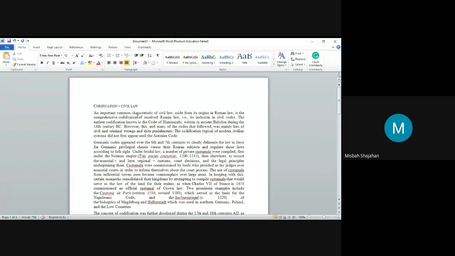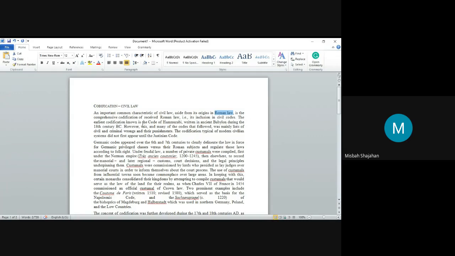Okay. So before we look into the codification, let's understand what civil law is and what the common characteristics of civil law are. An important characteristic of civil law, aside from its origin from Roman law, is that it is a comprehensive codification that received Roman law, that is, inclusion in civil codes.